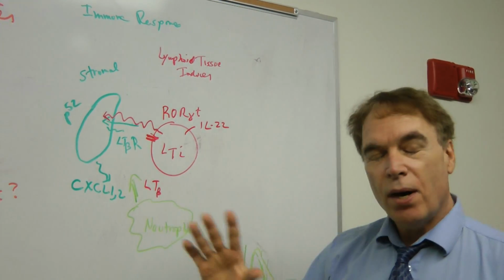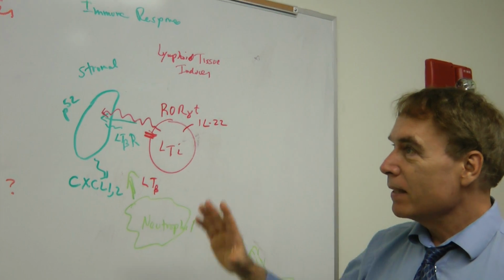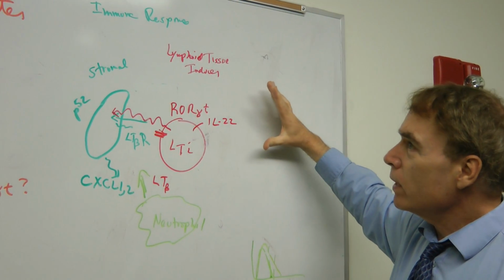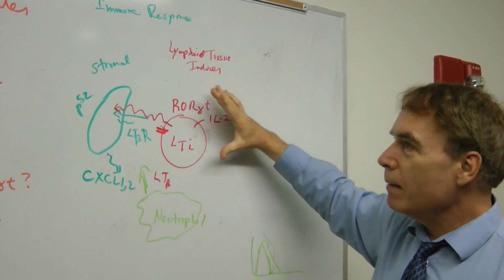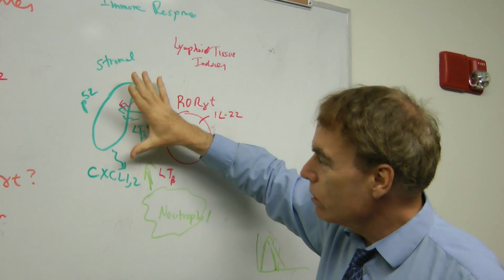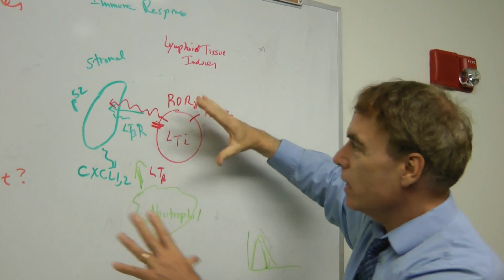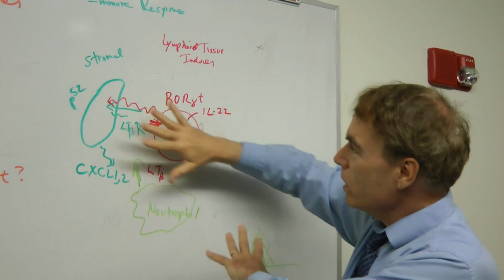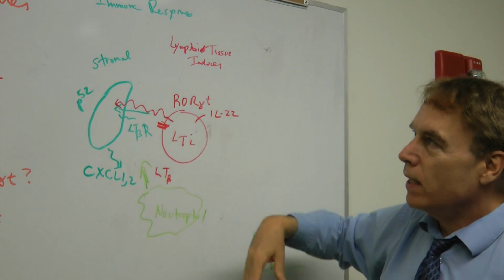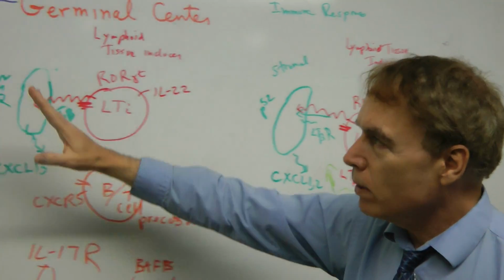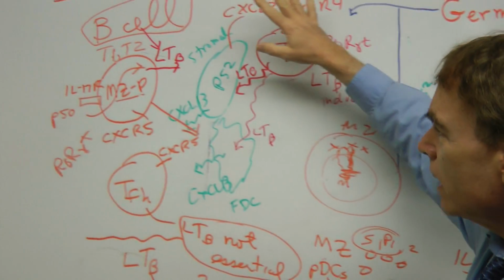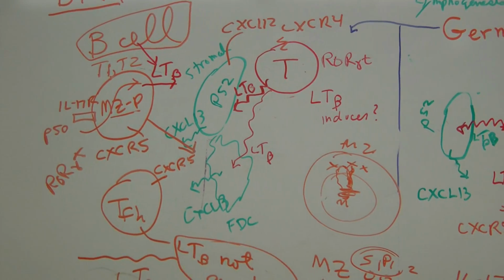So the whole idea is the following concept: lymphoid tissue inducer cells come in and they interact with stromal cells or other cells. That interaction supports this whole process and maybe brings in the cells. So let's go over here to a germinal center. We study a germinal center, a BXD2 germinal center.